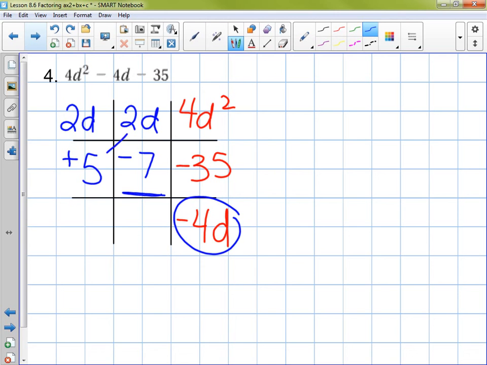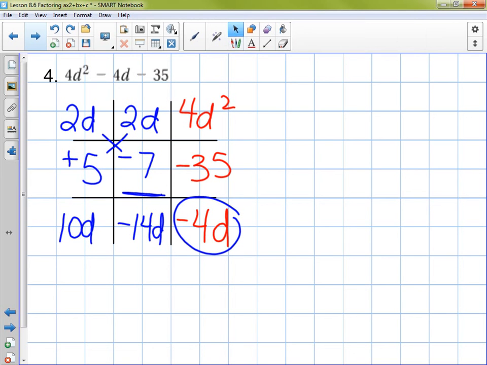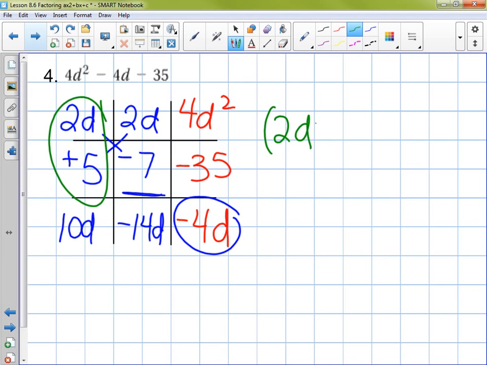Cross multiply, I get 10d. 2 times negative 7 is negative 14d. And when I add these together, 10d and negative 14d, I get negative 4d. So it worked again. So my answer is 2d plus 5, and this column right here, times 2d minus 7.